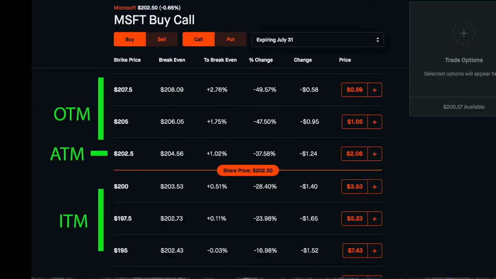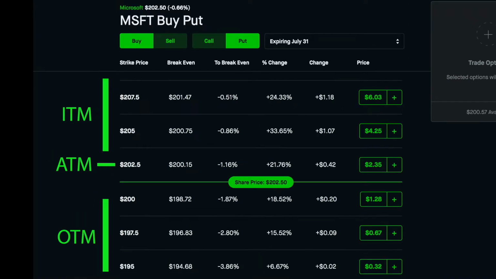This is the value we will use to determine what options are in the money or out of the money. For calls to be considered in the money, the options need to have strike prices equal to or below the current share price, and out of the money need to have strike prices above the current share price. For puts, it's the opposite. In the money options are the options which have strike prices equal to or greater than the current share price, and out of the money options are below the current share price.